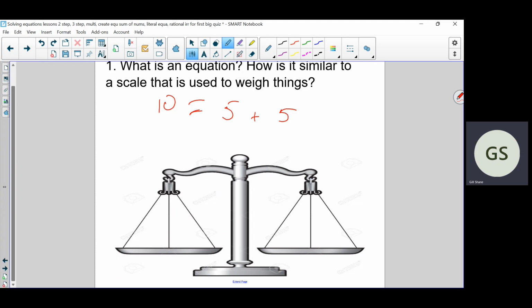5 plus 5. If I do something to one side, so if I come over here, I have to subtract 1. Now what's the value of the left side?